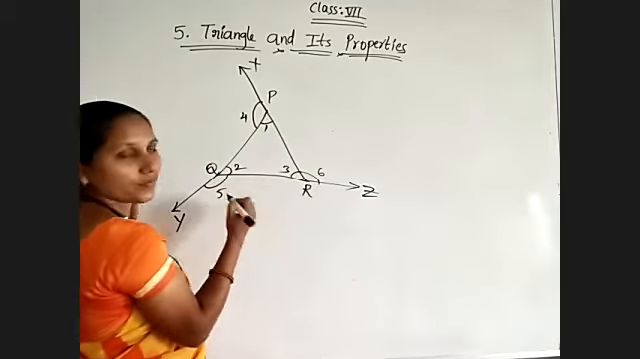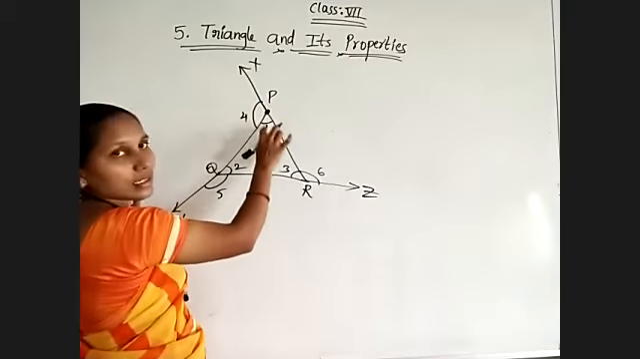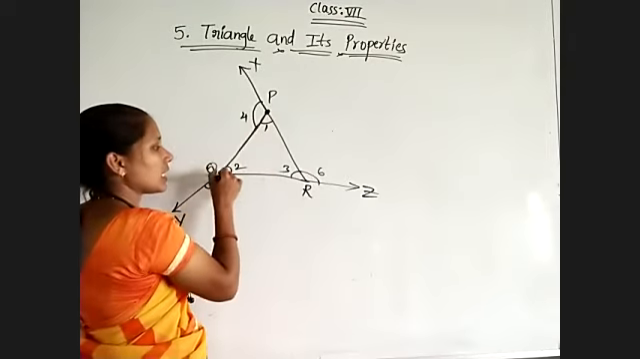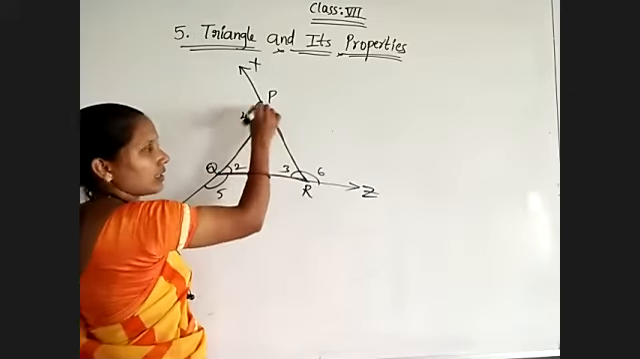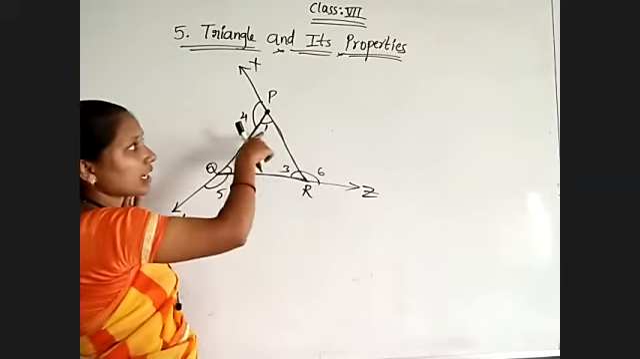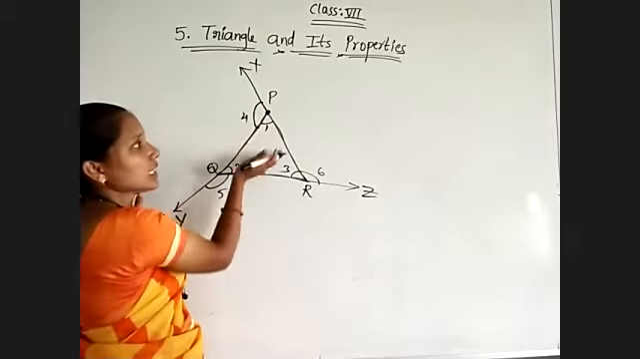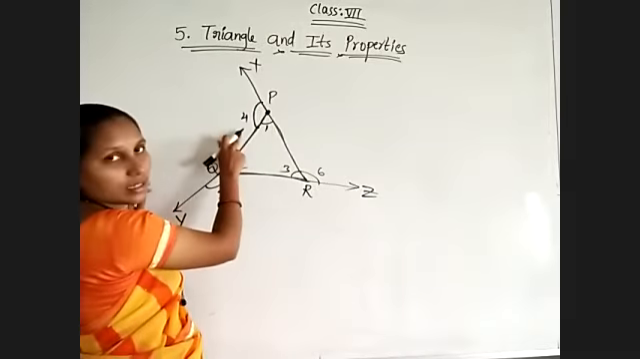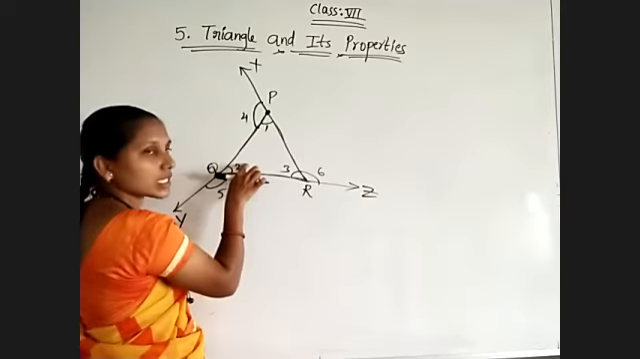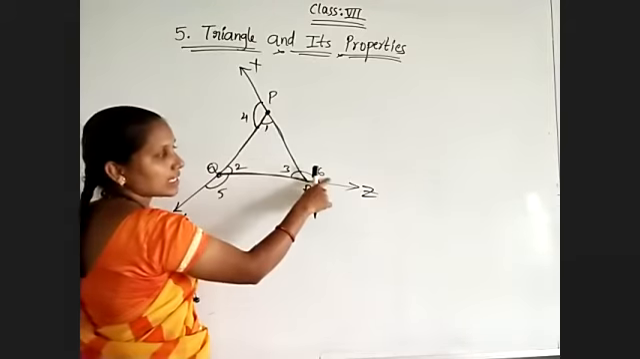See, observe this figure. At P, two angles are there: angle 1 and angle 4. Angle 1 is inside the triangle, so the interior angle of triangle PQR is angle 1, one of the interior angles. Coming to angle 4, it is out of the triangle, so exterior. Coming to Q, angle 2 is interior, angle 5 is exterior. Angle 3 interior, angle 6 exterior.